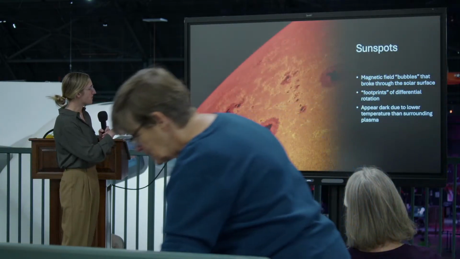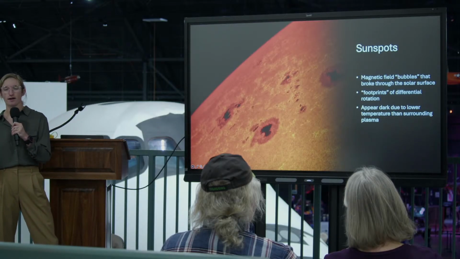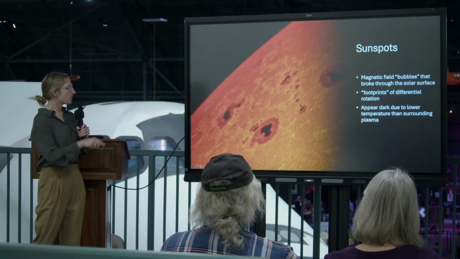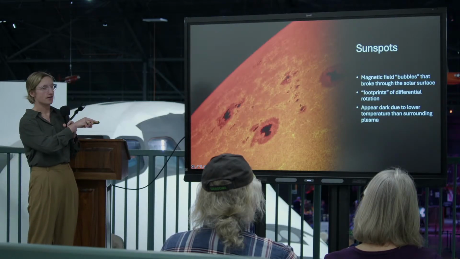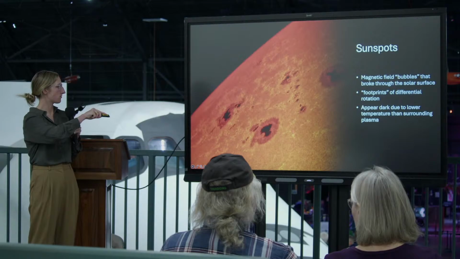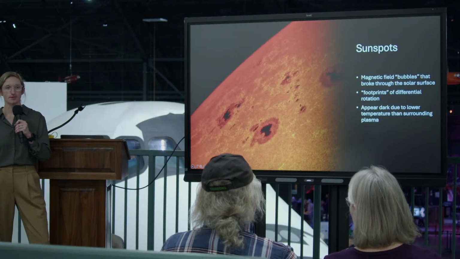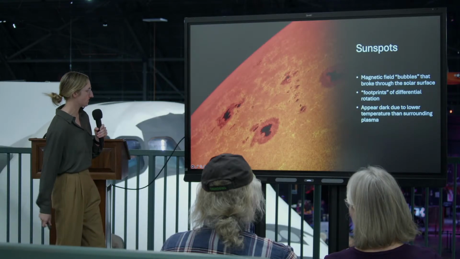And the reason why they appear darker is because these magnetic field bubbles are blocking the convection of hot gases underneath the magnetic field. So when those hot gases can't make it up to the surface, this plasma here is a lot cooler than its surrounding plasma, causing this plasma where the magnetic field bubbles are to be a lot cooler than its surroundings. So that's why it looks darker.